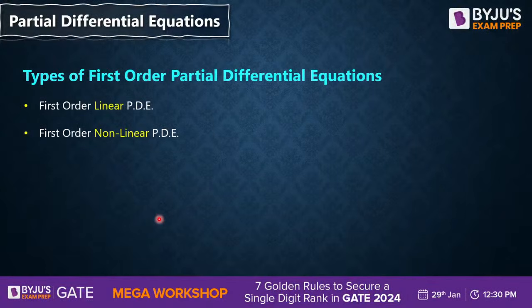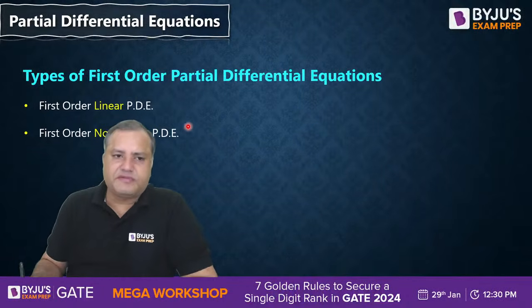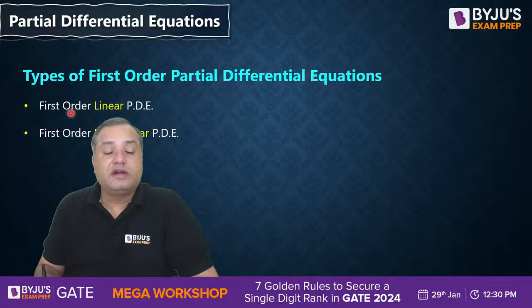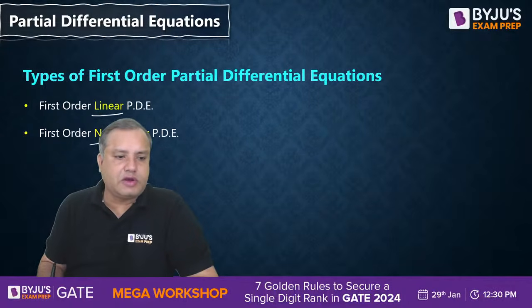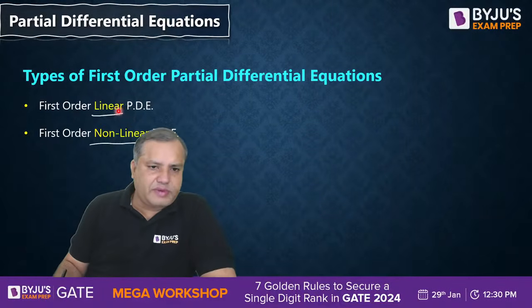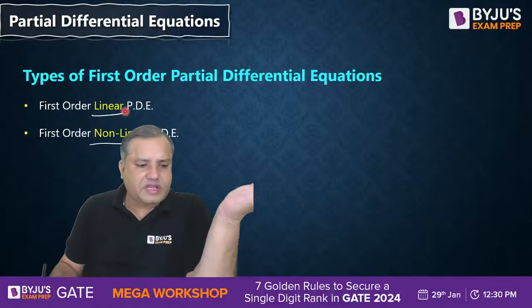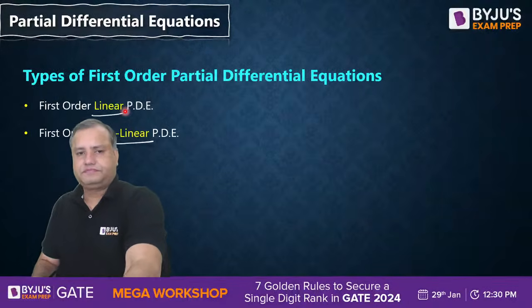Now, as we recently defined first order partial differential equations, they are further classified as first order linear and first order non-linear. Comfortable? Now I will explain what is linear and what is non-linear, and then we'll solve the various types.